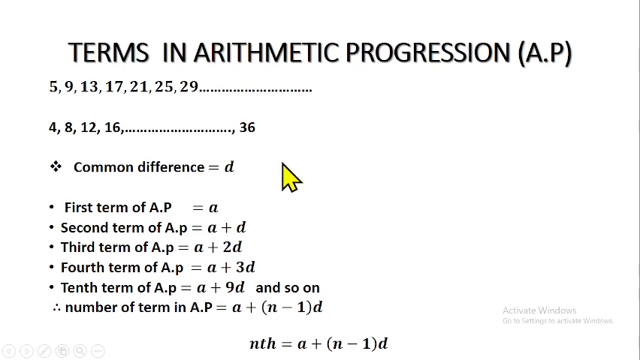Now, like I said, we have terms in arithmetic progression. Look at this sequence we have here right now. Does it belong to arithmetic progression? Ask yourself the question. If it does, then what is the common difference? That will be 4. 9 minus 5 gives us 4. 13 minus 9 will give us 4. 17 minus 13 gives us 4, and so on. So that means this sequence belongs to arithmetic progression.